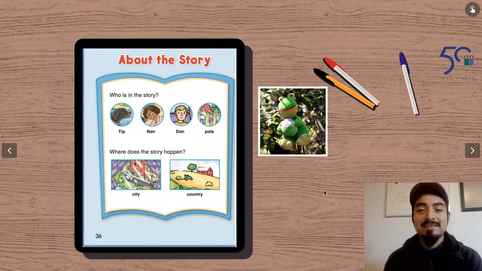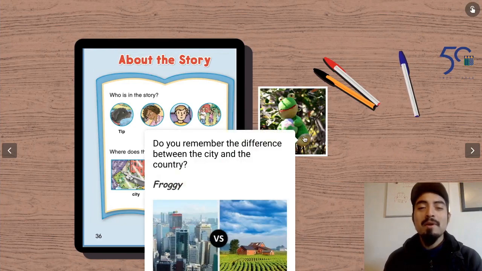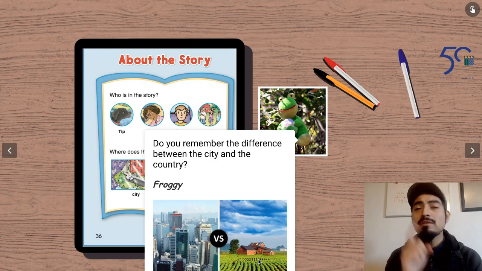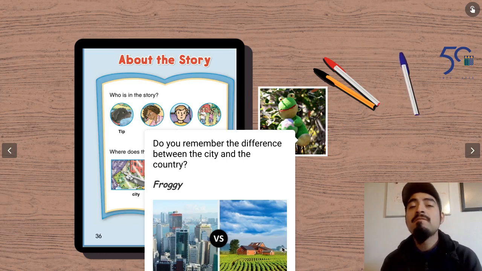Froggy says, do you remember the difference between the city and the country? Here we can find a picture about the city and another picture related to the country. Do you remember one difference? I will tell you one. In the city there are many buildings, but in the country we can find houses and barns.